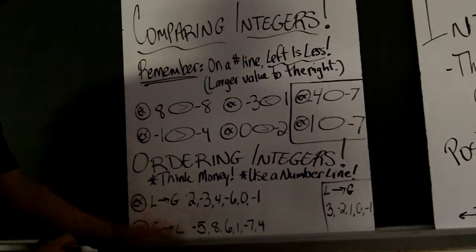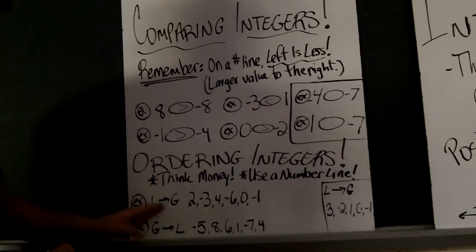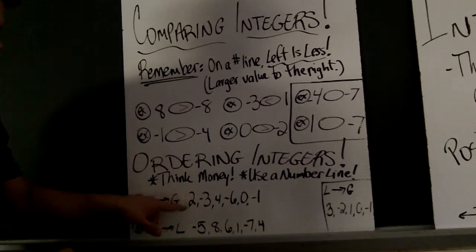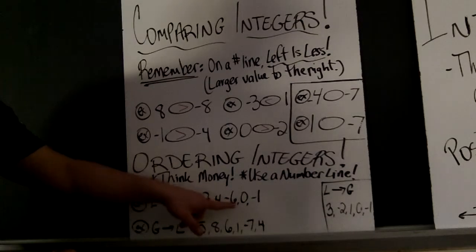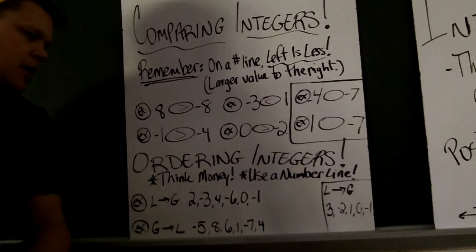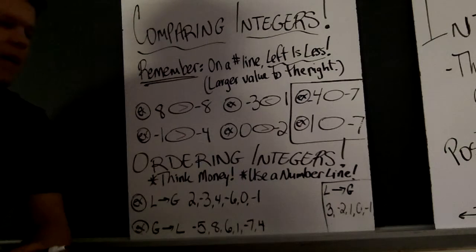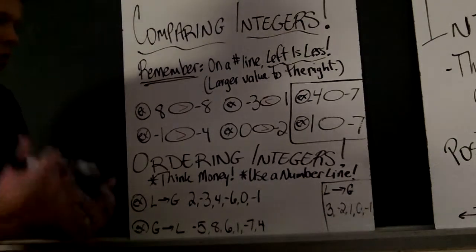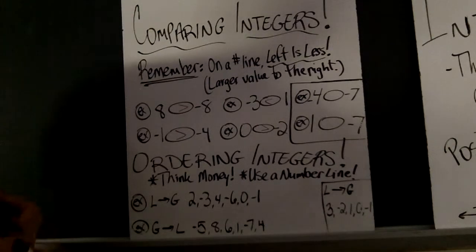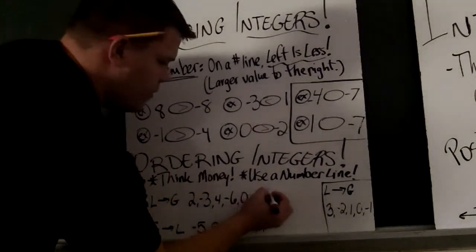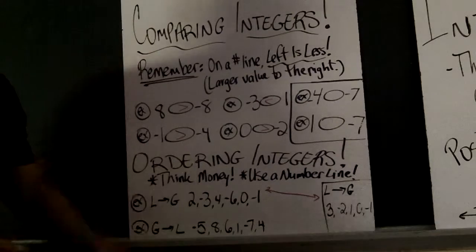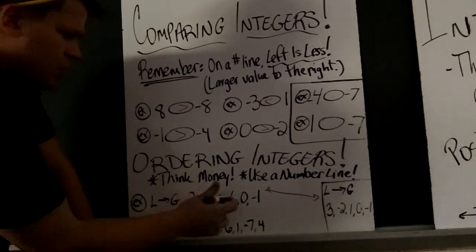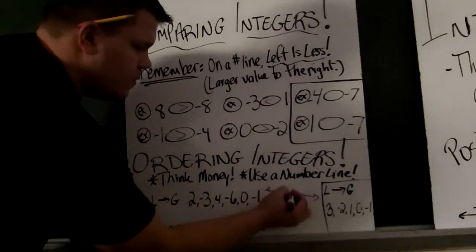And in this example here, we're trying to find the least to greatest order of positive 2, negative 3, positive 4, negative 6, 0, and negative 1. Again, if I use a number line, I can easily order these. And I'm going to draw a really quick one right here. It may not be very easy to see. You might need to maximize the window. But I'm going to graph all of these points.